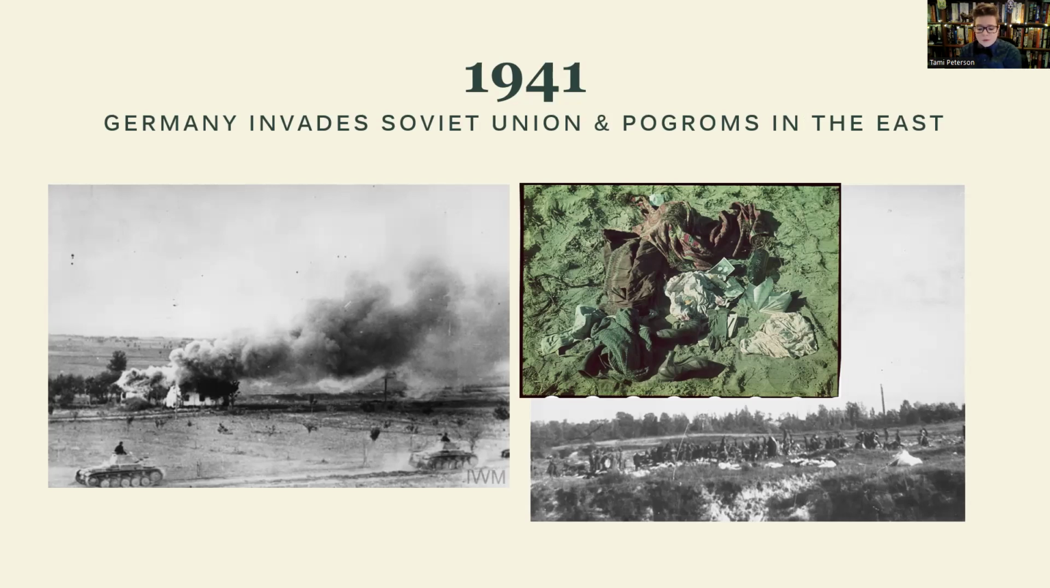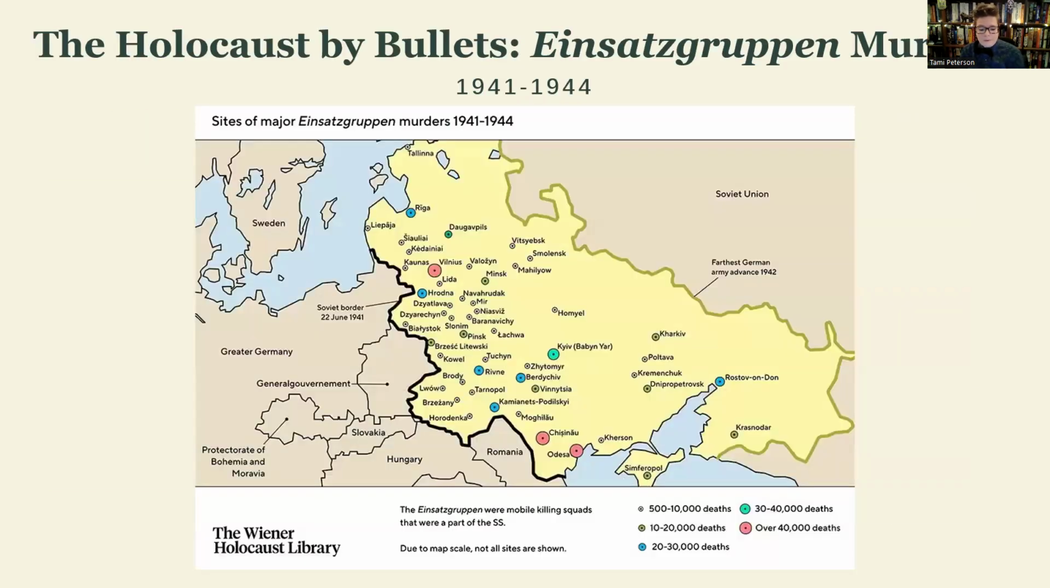Approximately 2 million Jews were murdered over the next few years by shootings, massacres, and pogroms. The United States finally entered the war when Pearl Harbor was bombed on December 7, 1941. Here we can see the Holocaust by bullets, the display of the murders by the Einsatzgruppen, and the numbers of deaths that were caused by them.